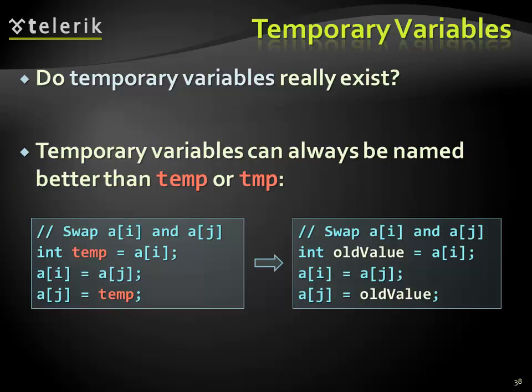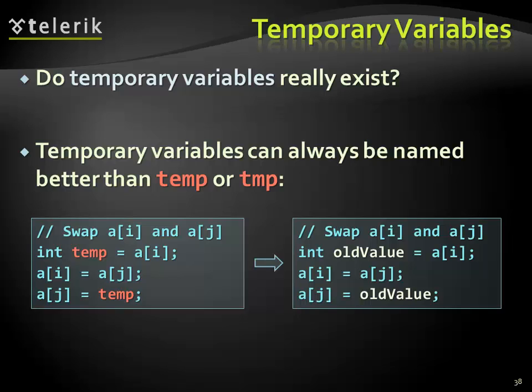So when we're dealing with temporary variables and naming them, many people are tempted to call them temp or tmp, which is really a bad example of how to name temporary variables. In fact, do temporary variables really exist? Or can we not just say that every variable is temporary in the context of execution of a program? So why should we want to say that a variable is temporary? It doesn't really make sense.